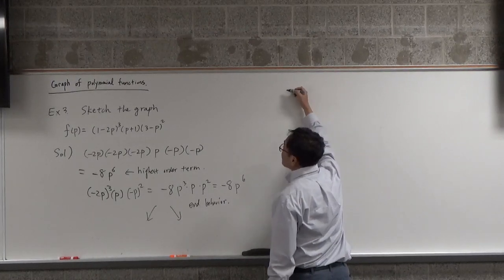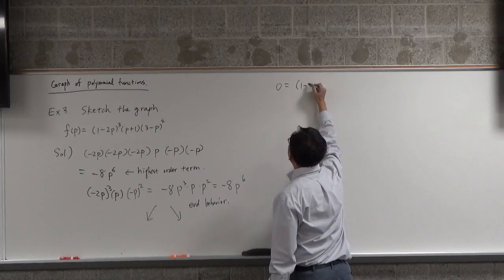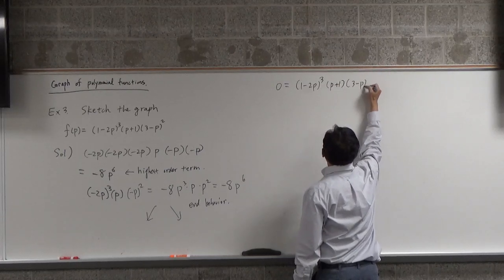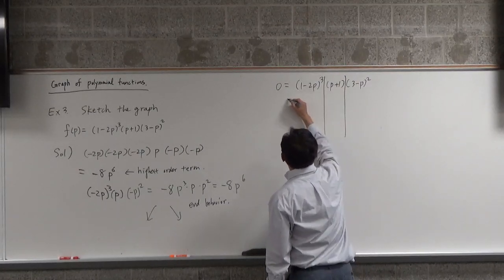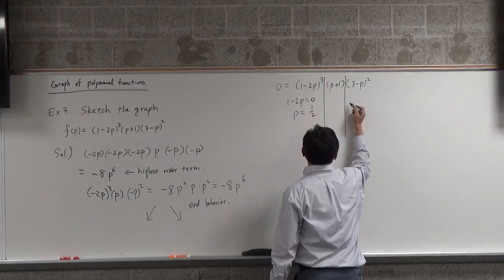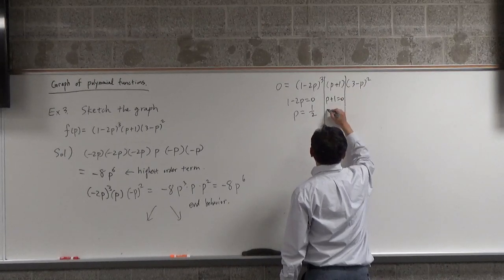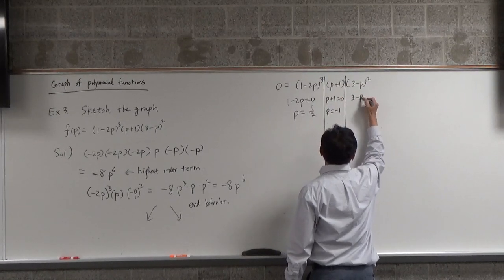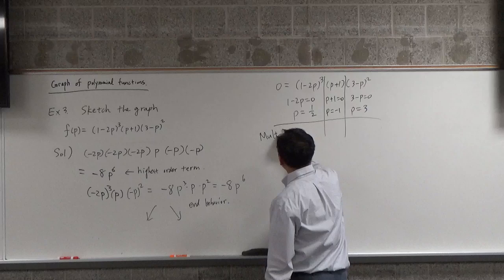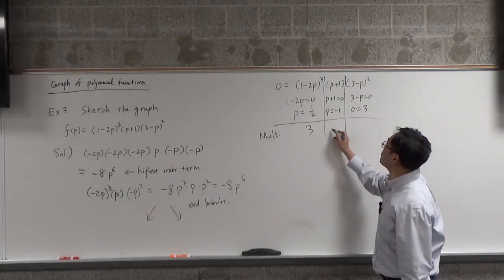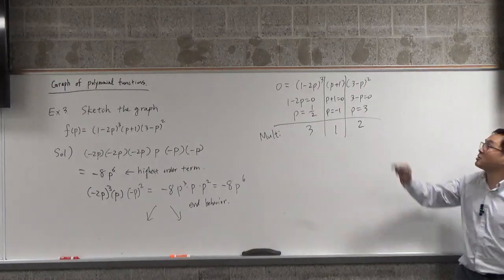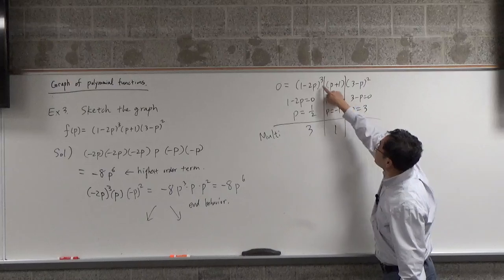Okay, now let's find the zeros. 0 equals 1 minus 2p cubed, p plus 1, 3 minus p squared, and you get 1 minus 2p equals 0, which gives you, oh, we did this a moment ago. P plus 1 equals 0 gives you p equals negative 1. 3 minus p equals 0 gives you p equals 3. What are the multiplicities? This will be 3, this will be 1, this will be 2. Because it has exponent 2, exponent 1, exponent 3.